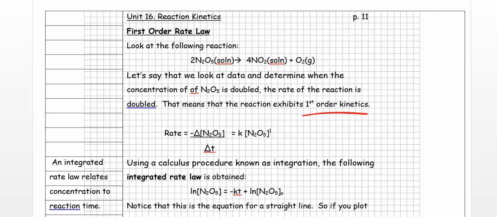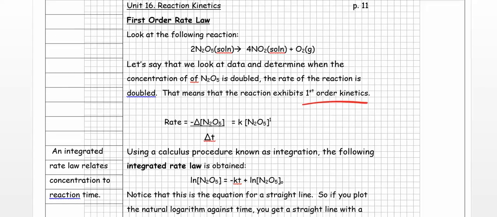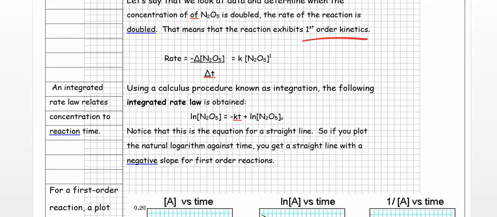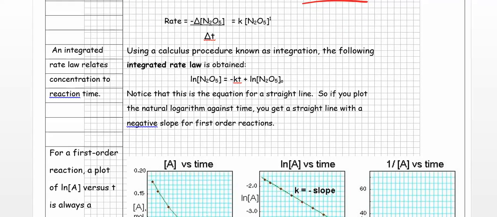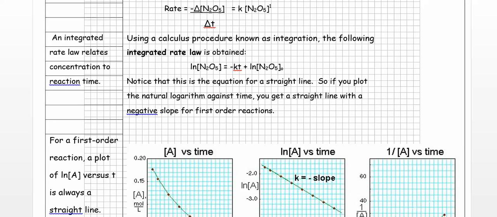But what we want to do now is look at what we call the integrated rate law, all right? Now, technically, you would need to know calculus. In fact, you need to know a procedure called integration in order to obtain the integrated rate law. As it turns out, it's not important that you know how to calculate it. You just need to know the bottom line. And this is it. This is the star of the show right here. This is the integrated rate law for a first order reaction. You just got to memorize it.